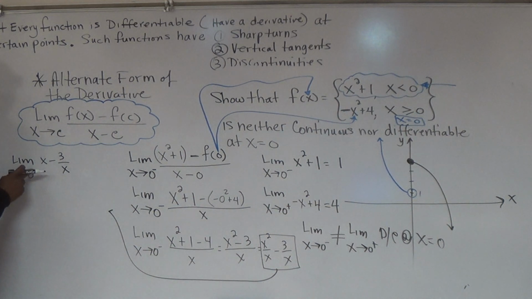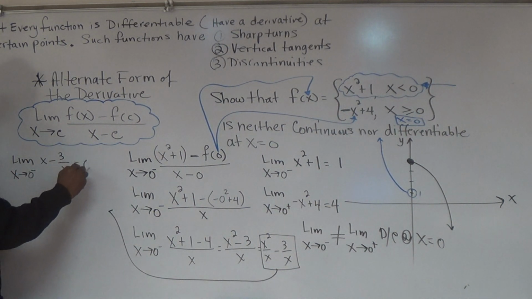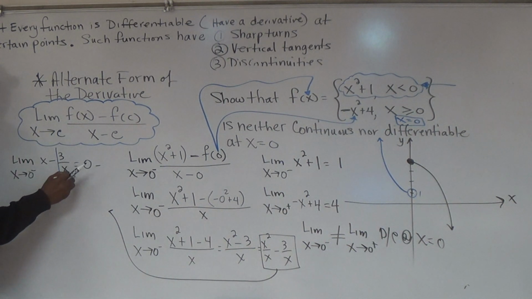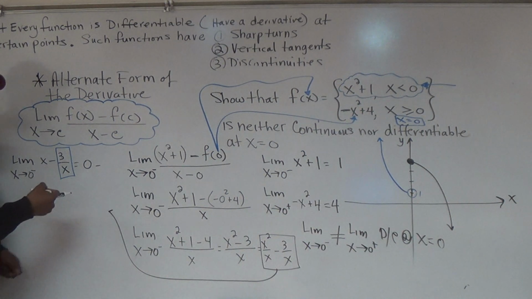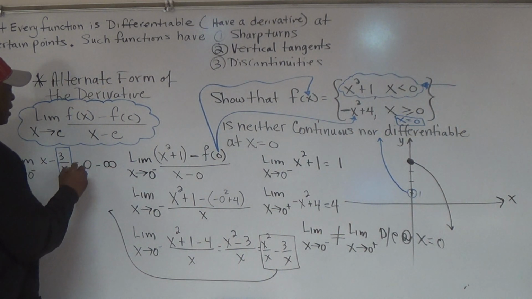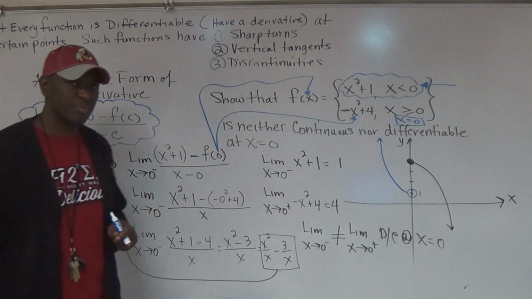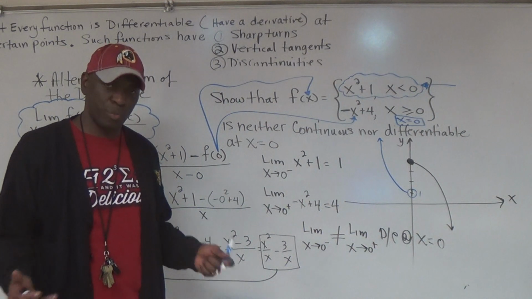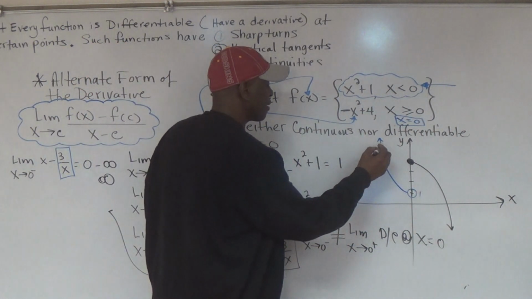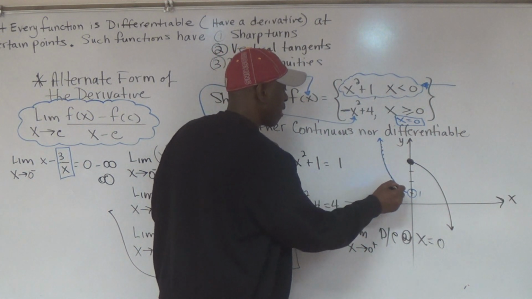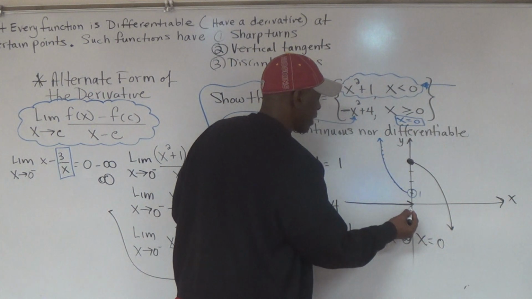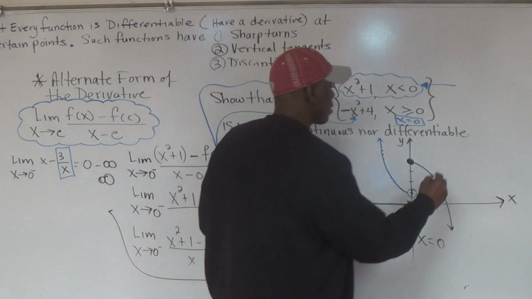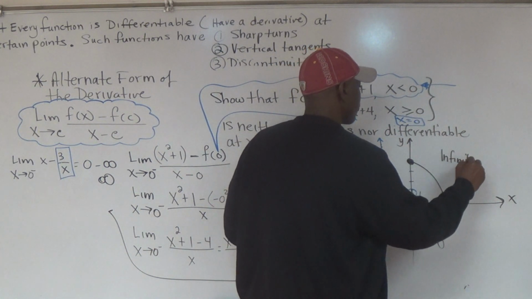Question: if I plug in 0 now, this gives me 0 minus, where does 3 over x go? As x gets very small, what happens to 3 over x? That gets very large. So this goes to infinity, and therefore it's not differentiable. Coming in from the left side, as x gets close to 0, I have an infinite limit.